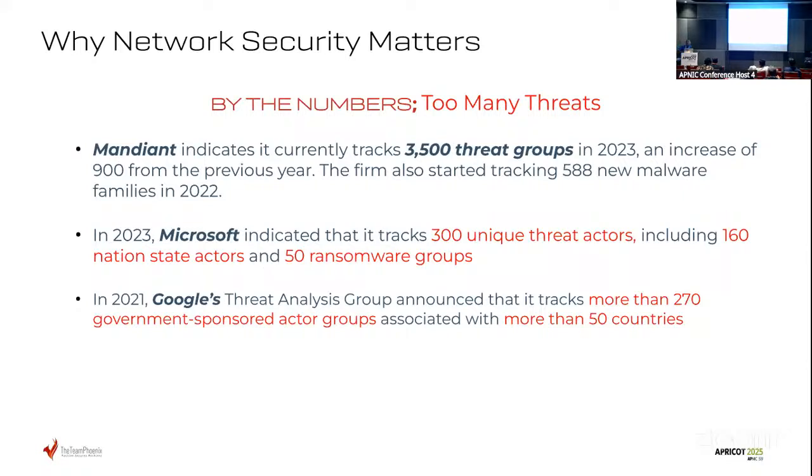Last slide on why cyber and network security matters for us as a network operator group. In 2023, Mandiant discovered almost 3,500 threat groups currently running operations all over the world, and that is almost 900 new groups compared to the last year. Also, they discovered 588 new malware genres, which is really alarming. So we need to think about how we are acting on our defense.